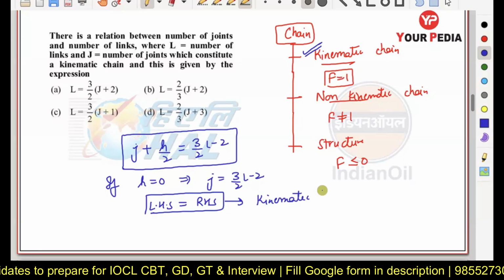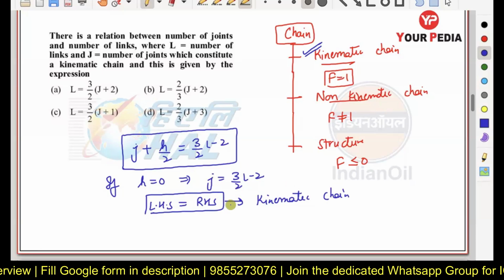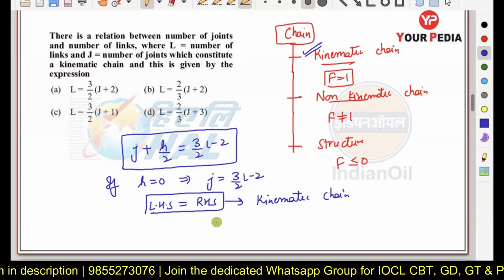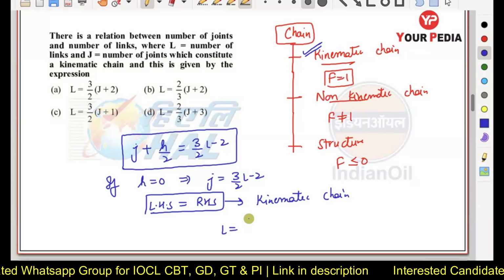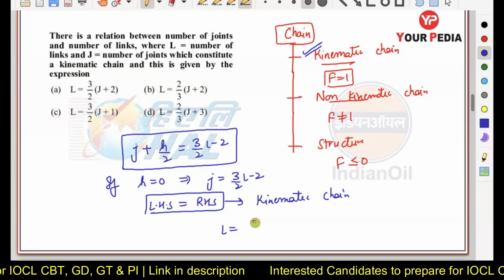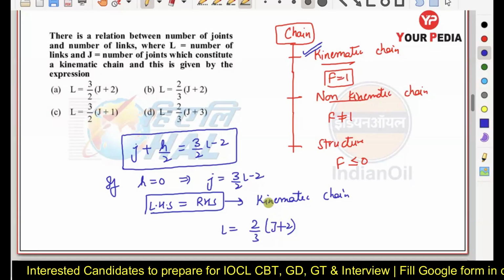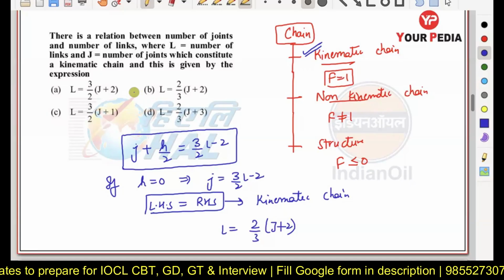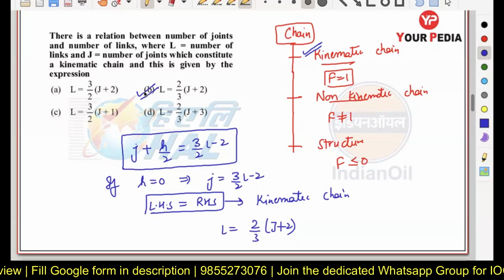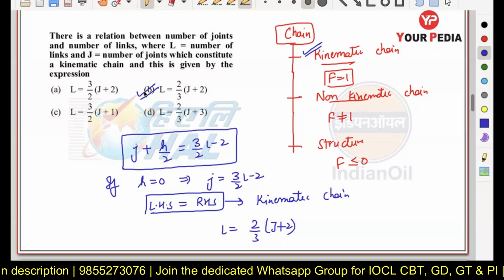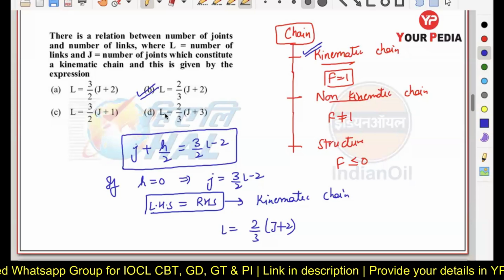In the case of a kinematic chain, according to this formula, after simplifying, I can write L will come out to be 2 by 3 J plus 2. This is the formula you are getting here. So option number B is going to be the correct answer here. Okay, now next part.